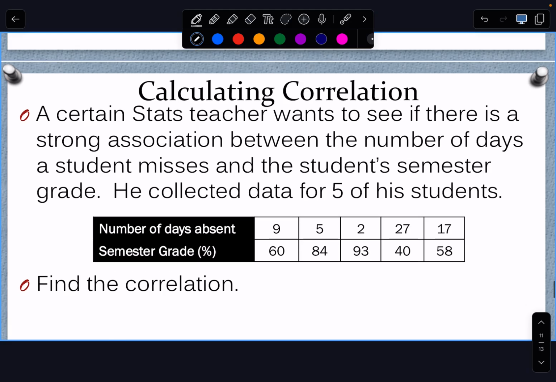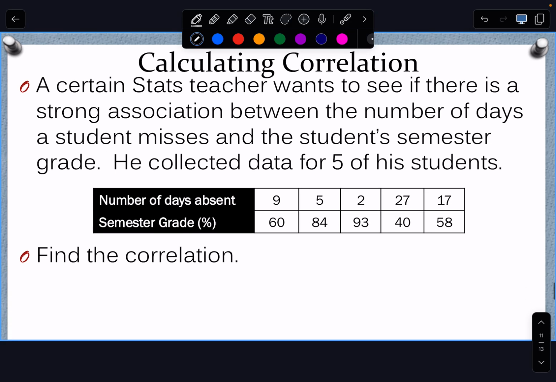So let's talk about how to calculate correlation, but we're going to do it on the calculator. So in the following example here, it says a certain stats teacher wants to see if there's a strong association between the number of days a student misses and the student's semester grade. He collected data for 5 of his students. We have the values in the table below. We want to calculate the correlation. Now on this example, we're actually going to accomplish 2 things here. We're going to talk about how to do a scatter plot in the calculator, and we're going to talk about how to calculate correlation on the calculator.